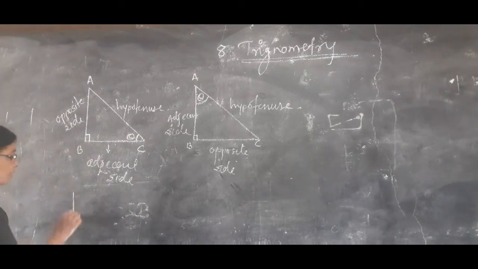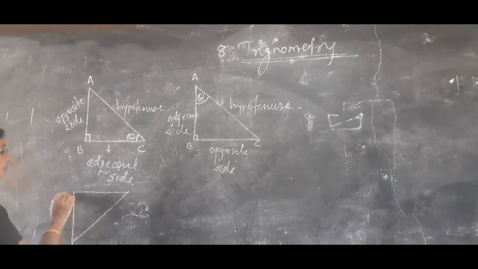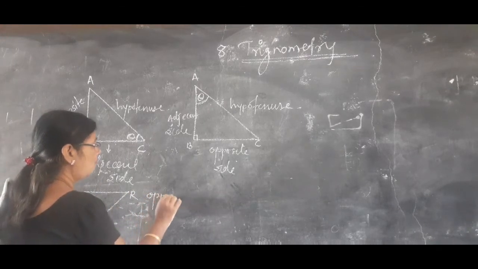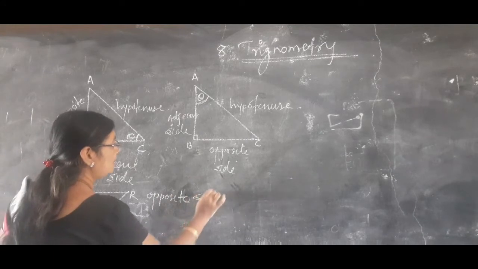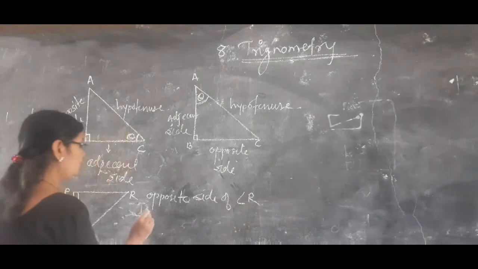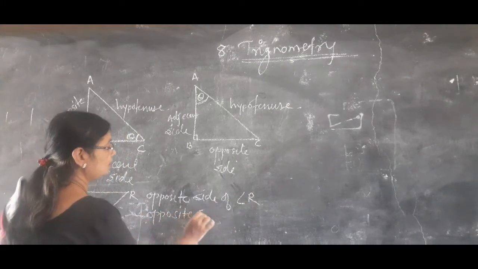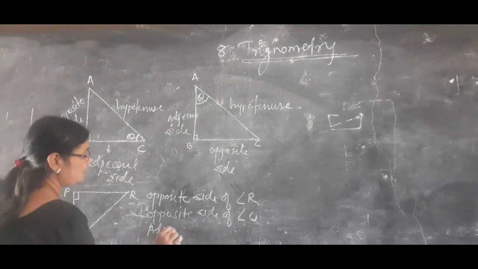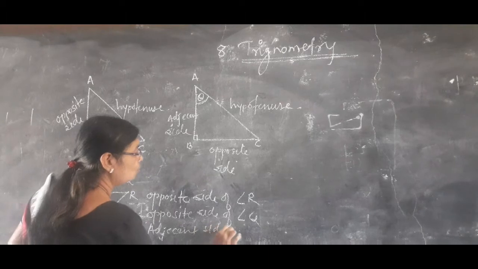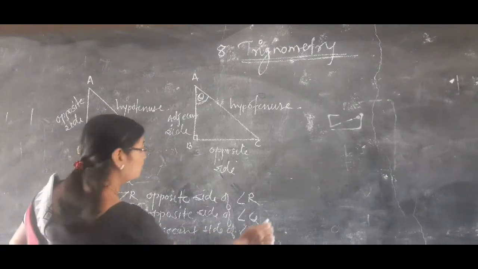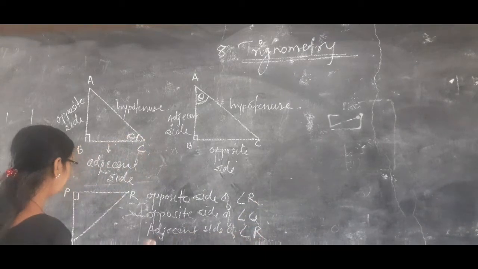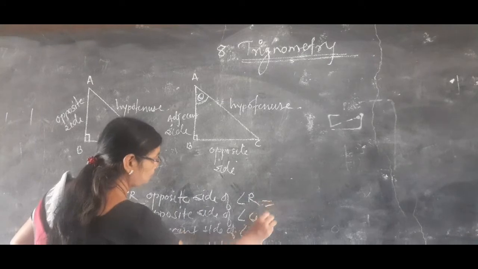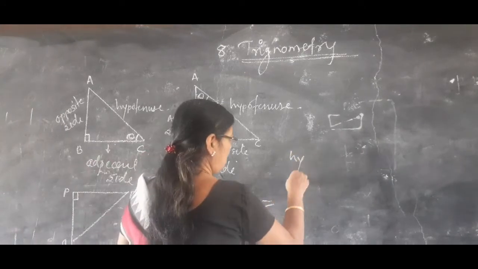Now if any figure is given, see here, this type of figure is given, with P, Q, R. Now you have to write down the opposite side of angle R, then the opposite side of angle Q, then the adjacent side of angle R, and the adjacent side of angle Q. And next is hypotenuse.